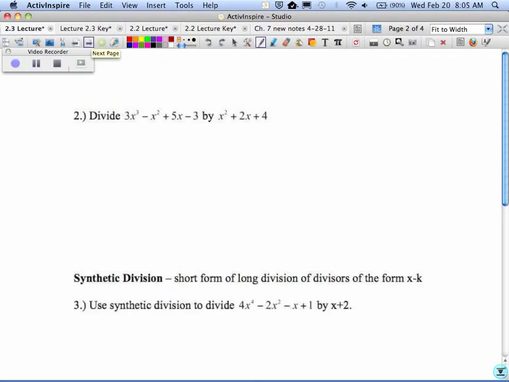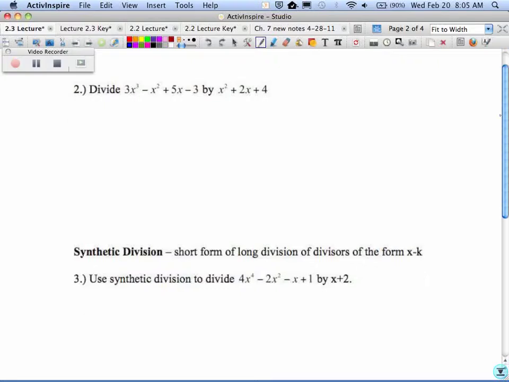So if I divide this one now, I'm going to move a little bit faster on this division. We're dividing by the quadratic. So we have 3x cubed minus x squared plus 5x minus 3, and we are dividing by x squared plus 2x plus 4. Maybe I won't move as fast as I thought. I'll wait a second.